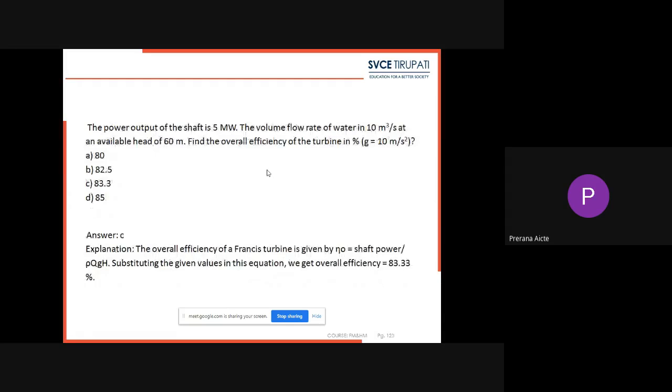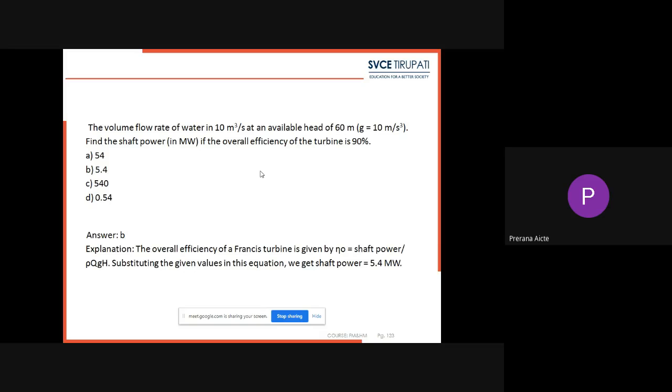Next problem, the power output of the shaft is 5 megawatts. The volume flow rate of water is 10 meter cube per second at an available head of 60 meters. Then find the overall efficiency of the turbine in percentage. Here, acceleration due to gravity g is taken as 10 meter per second square. So, the formula for overall efficiency is shaft power by rho g Q H. So, substituting all the values in this equation, we get the overall efficiency as 83.33%.